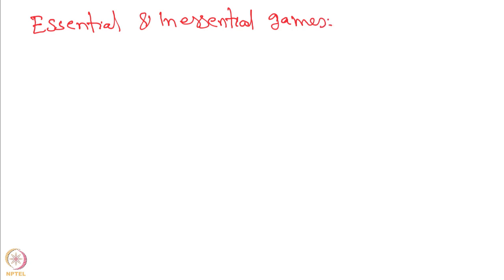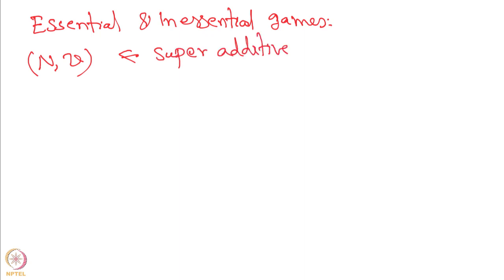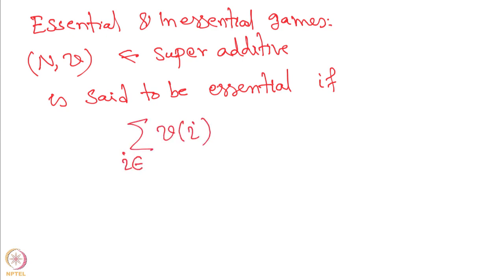Now let us look at another definition: essential and inessential games. So, (N, v) is superadditive. Consider a superadditive game, and this is said to be essential if the sum of v(i) over i belonging to N is less than v(N). You take any coalition and sum v(i), individually how much they are getting; that should always be less than the total worth, then you call it essential.